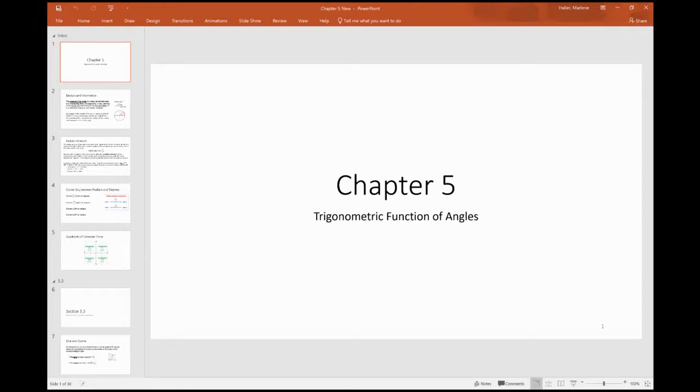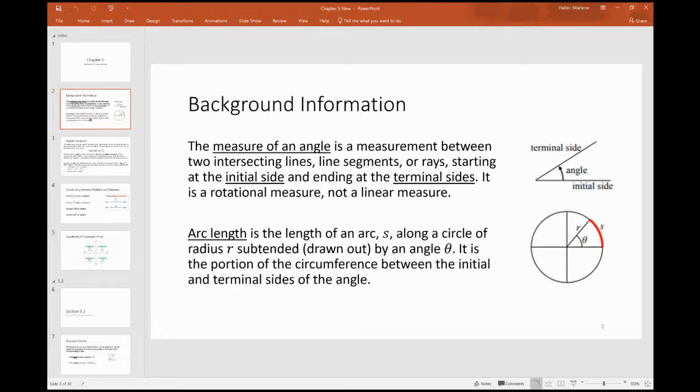So before we talk about the material in 5.3, I want to spend just a couple of minutes reviewing some background information that's necessary for this section. All right, so let's start with a few definitions.